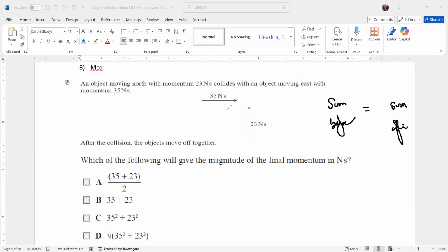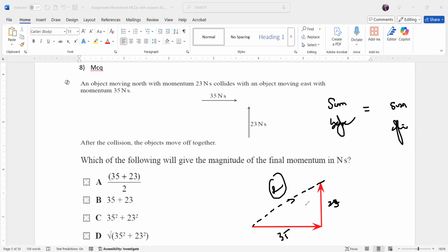So sum before will be equal to sum after. How to add these up? I can draw any of the vectors first. I can draw the horizontal first. So let's say I will draw 35 first and then 23. So this will be 35 and this will be 23. So what is the resultant? From the tail of the first to the head of the last, that will be the resultant, the sum of the initial. The sum before equals the sum after, as the momentum is conserved.